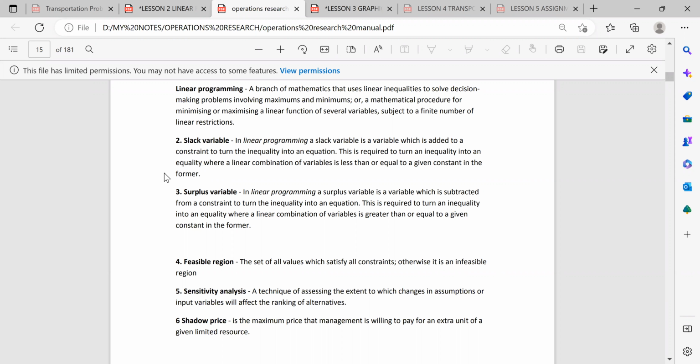Then we have a surplus variable. In linear programming, a surplus variable is a variable which is subtracted from a constraint to turn the inequality into an equation. This is required where the linear combination of variables is greater than or equal to a given constraint. We did not have that in our illustration. So a slack variable is added, and a surplus variable is subtracted. Let me have an illustration so that we can make it very clear, even as you do it later.